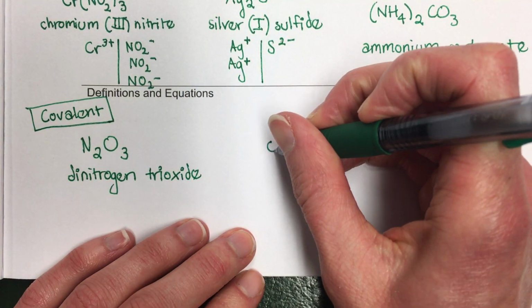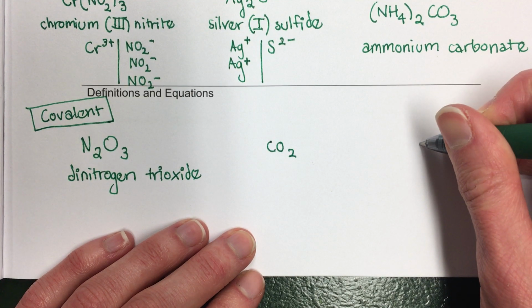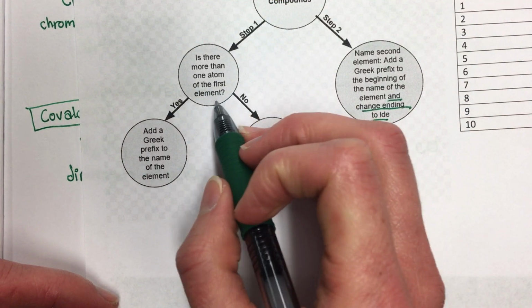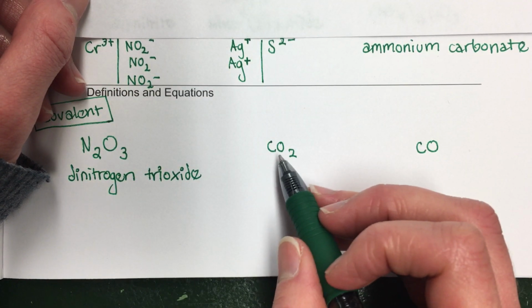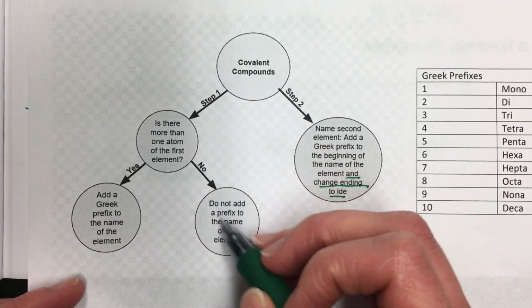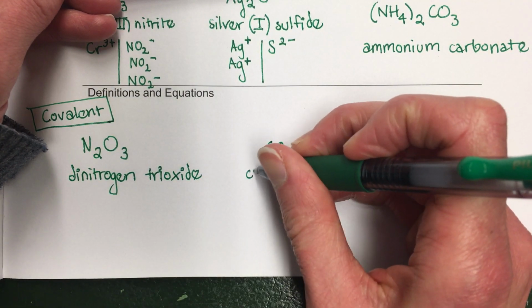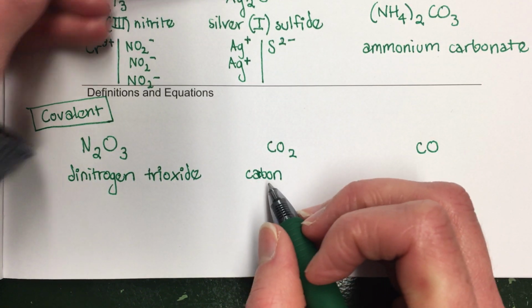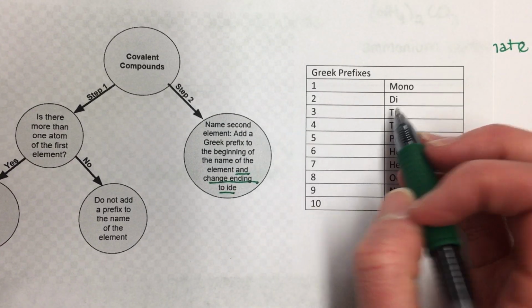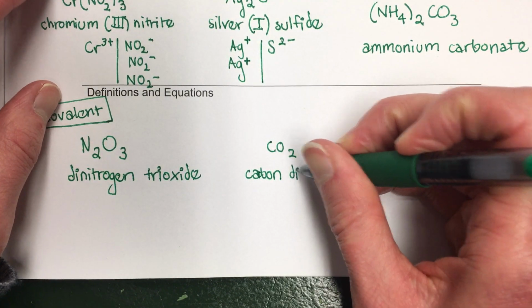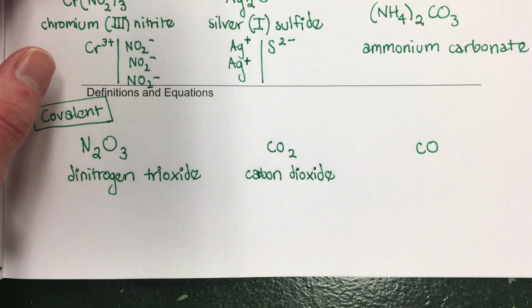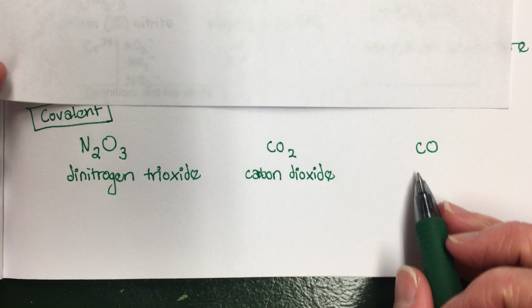We'll do CO2 since we talked about that. We'll do CO, we'll do a couple more. So CO2. So we ask ourselves, is there more than one atom of the first element? And we look and there's just one. So we say no, so we don't add a prefix. So we just say carbon. Oops, there should be an R in there. Carbon, not cabin, carbon. And then for the second element, since there's two oxygens, we add the prefix di, so dioxide. So carbon dioxide.